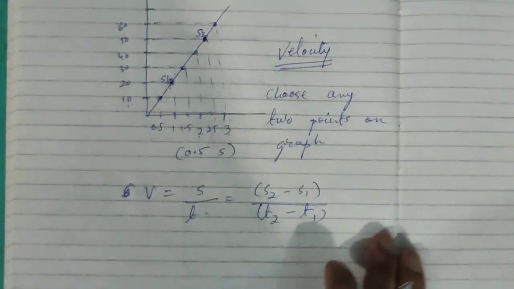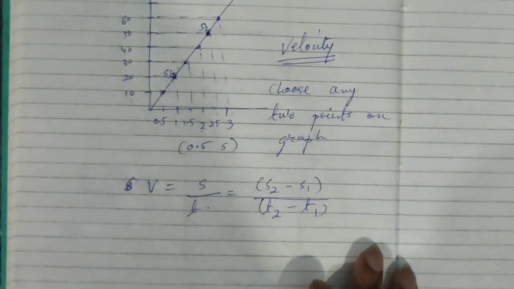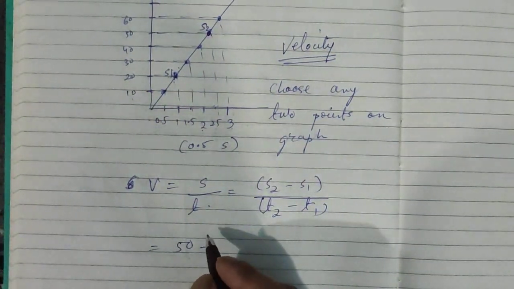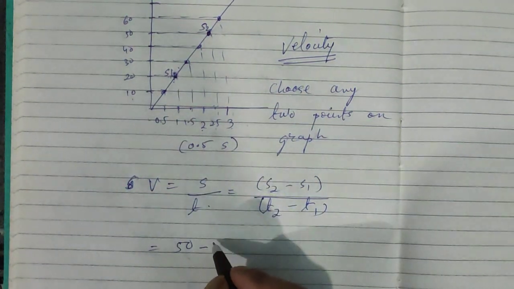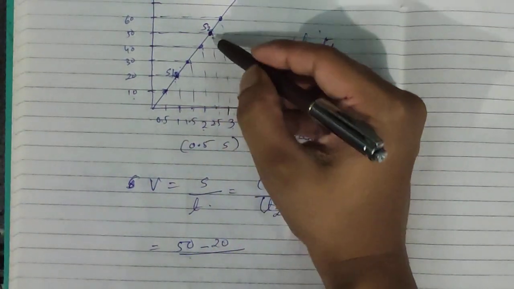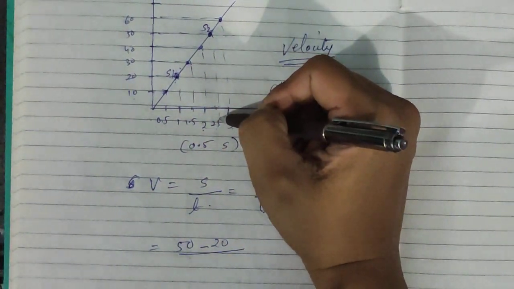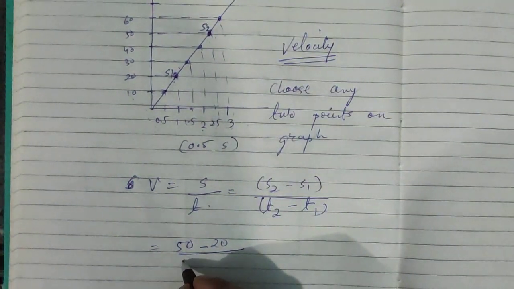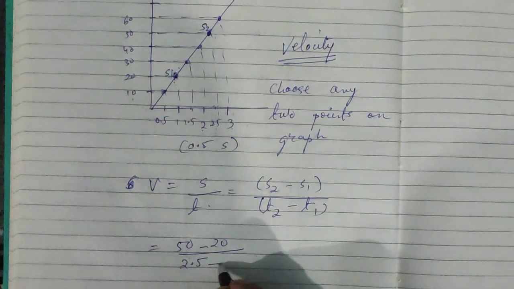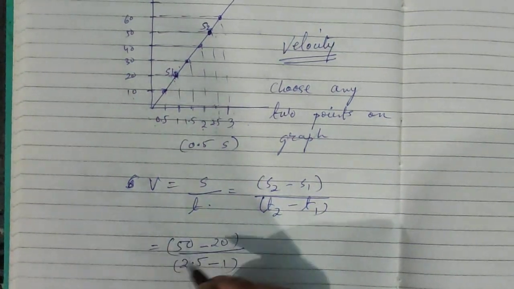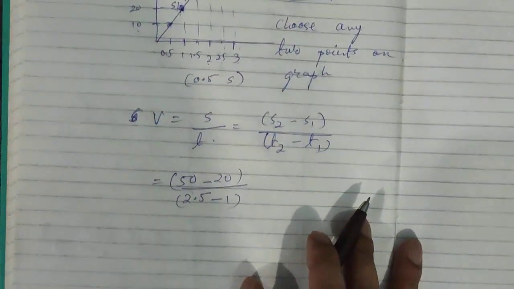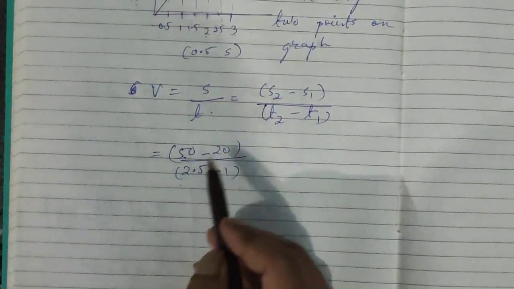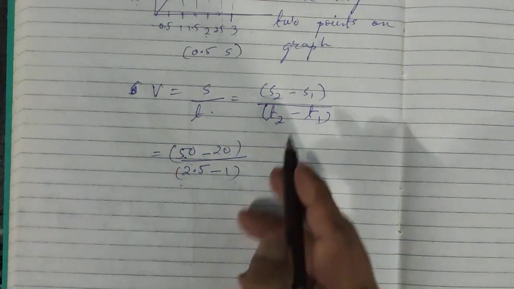Time taken and distance in between. So S2 is 50 minus S1 is 20, and for that respective time, for S2 it is 2.5 and for S1 it is 1. So I am writing over here 2.5 minus 1. So I have written all the values, that is 50 minus 20, S2 minus S1, and for S2 we have 2.5 seconds and for S1 we have 1 second.